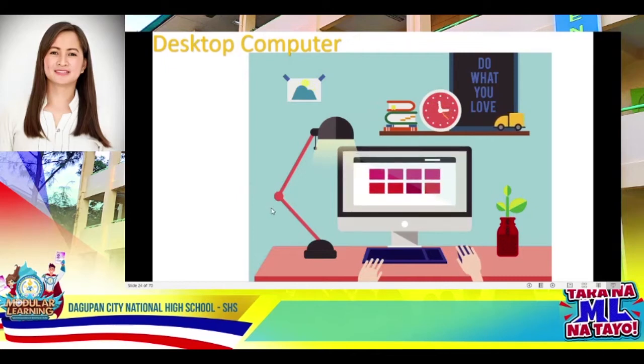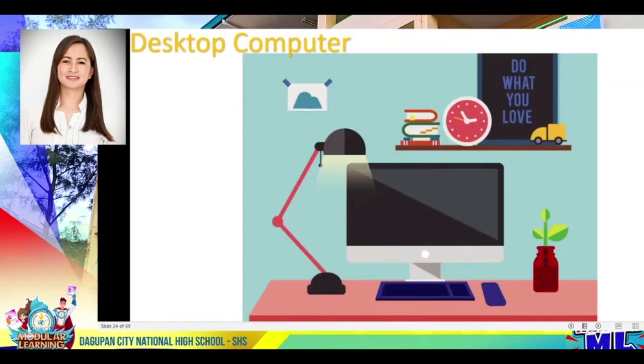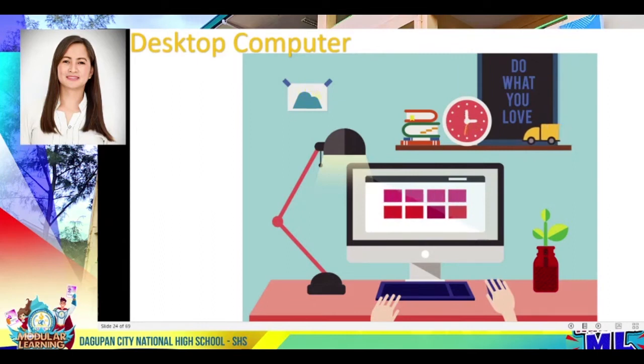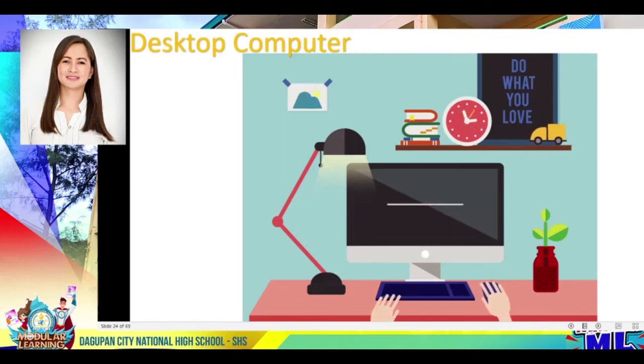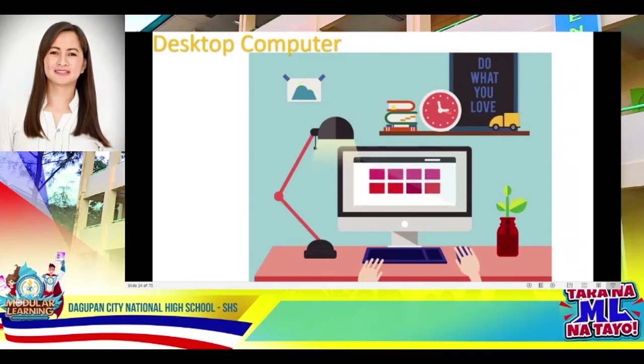Next is the printer. A printer is an output device that produces a hard copy on paper. It gives information to the user in printed form. All of these parts may look different for every type of computer, but they still provide the same functions.